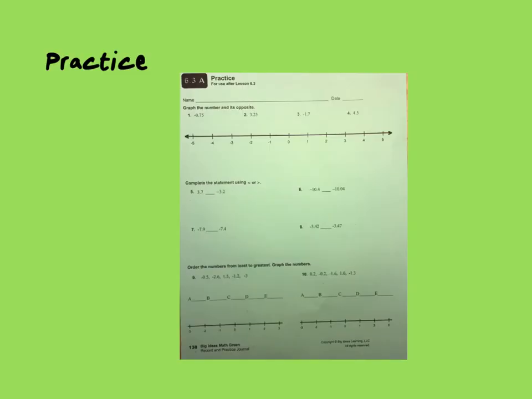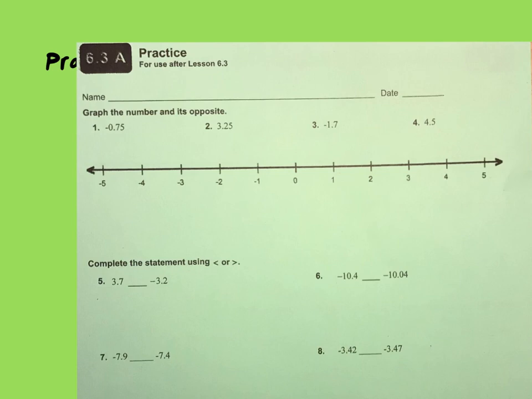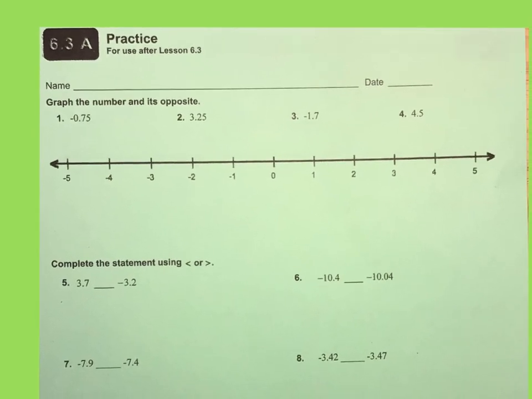All right, so let's take a look at this practice now. It wants us to graph the number and its opposite. So I'm going to graph negative 75/100ths, so negative 3/4, and that would be negative 75/100ths. And then it wants the opposite. So we're going to come right here and go 0.75. So there's its opposite.